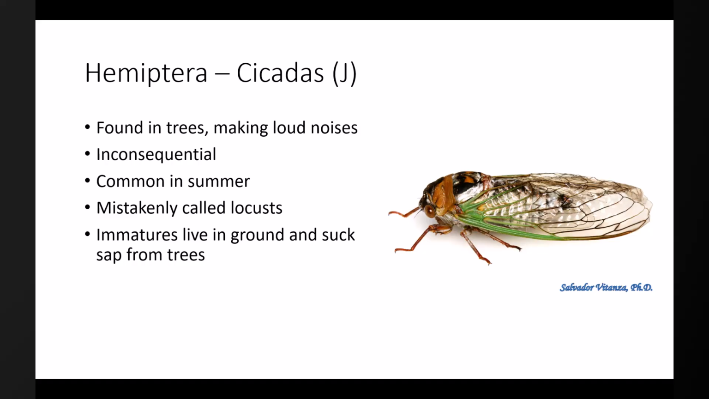Cicadas are also called chicharras a lot of times. They are mistakenly called locusts in some places. But the cicadas are those insects that crawl up in the trees and make all that loud noise that you hear in the summer months.